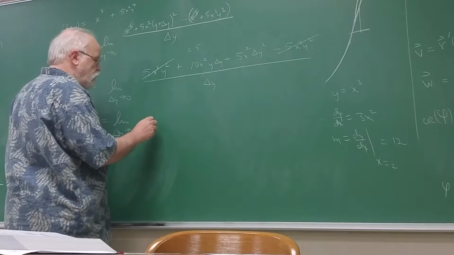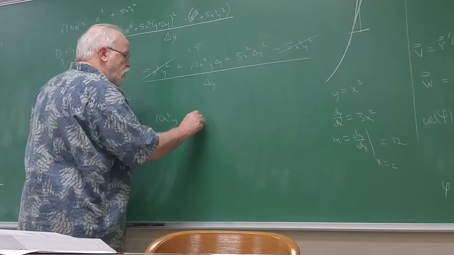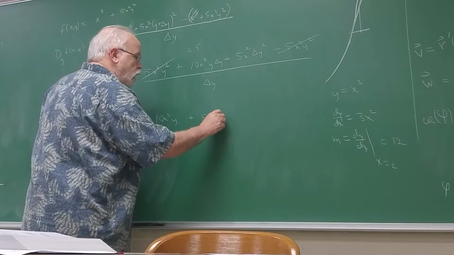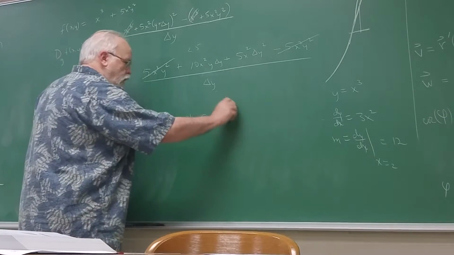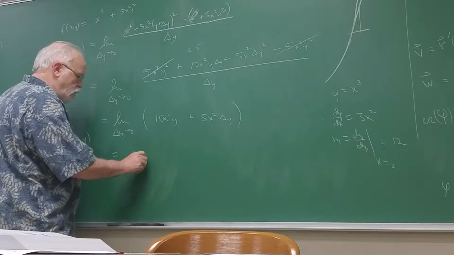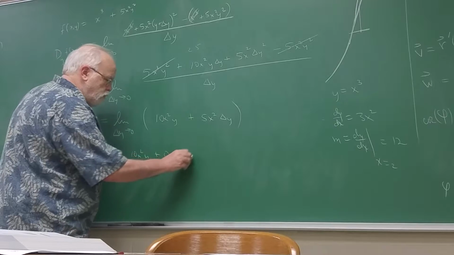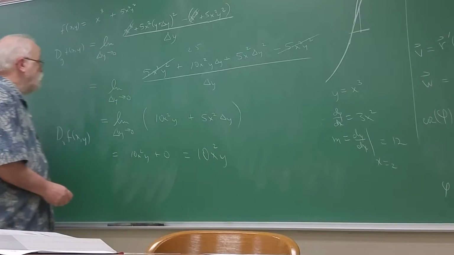So delta y into there is going to give me 10x squared y. Into the other one, I've got 5x squared delta y. And now I take the limit, and I get 10x squared y plus 0. That's the derivative.